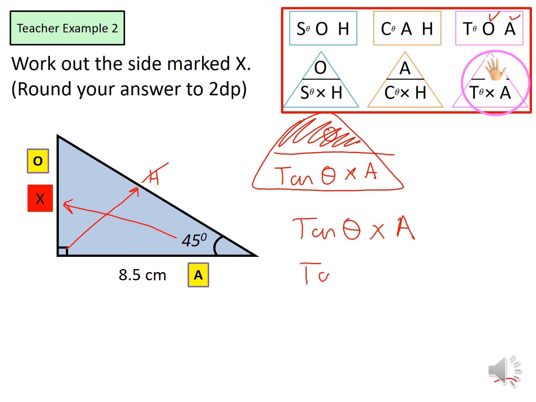Tan, my angle 45 degrees, multiplied by my adjacent, which is 8.5, and now you should get an answer of 8.50 centimeters. This is 2 decimal places. Please don't forget the 0. Thank you.